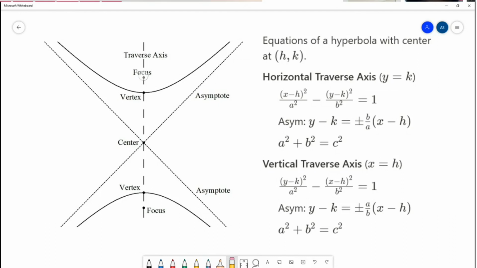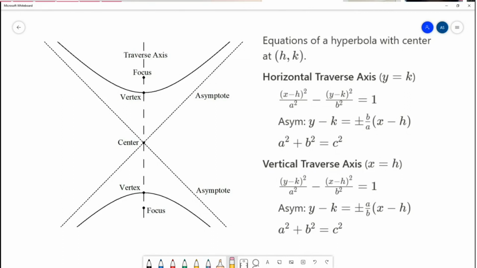They also have these foci. The foci lie inside of the hyperbola, inside of this curved part of the hyperbola. So you need to be able to recognize these different features of the hyperbola. We also have these asymptotes, these slant asymptotes or oblique asymptotes, and these asymptotes guide the end behavior of the hyperbola going towards that asymptote.